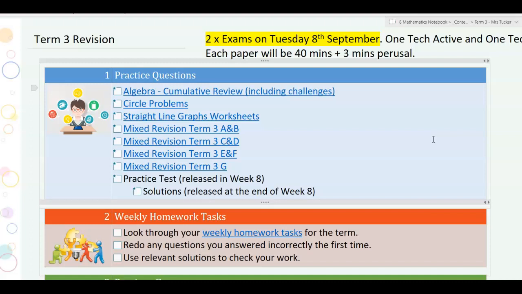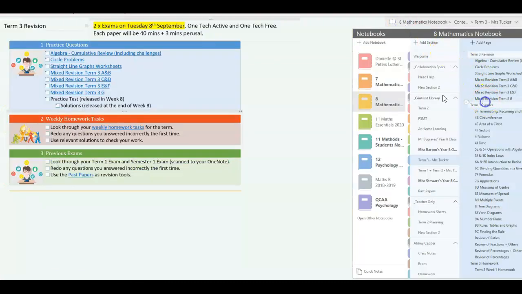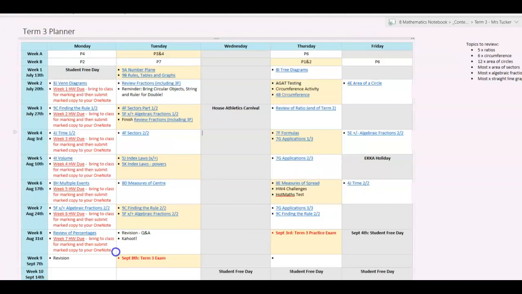I'm hoping, I haven't received anything yet, but I'm hoping there will be a practice test. So I'm hoping to receive one of those from the coordinator of Year 8 Maths soon. And if that does come through, then when will we be doing that? Next week in the double, good, which is on Thursday.